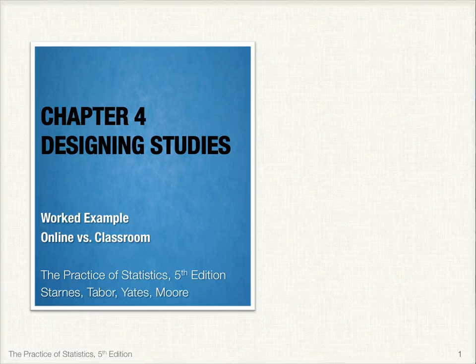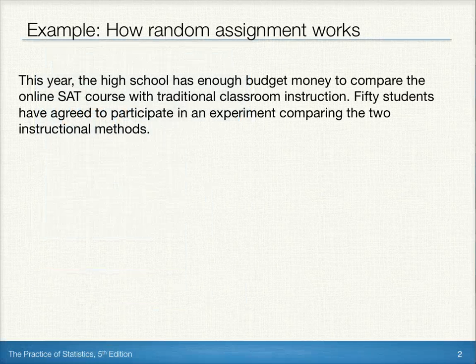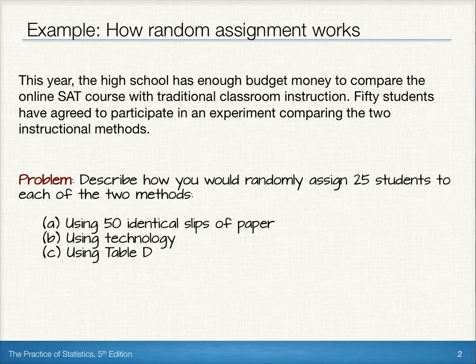In this example, we'll take a look at how random assignment works in an experimental design. So this year, the high school has enough budget money to compare the online SAT course with traditional classroom instruction. 50 students have agreed to participate in an experiment comparing two instructional methods. Our problem is to describe how we'd randomly assign 25 students to each of the two methods, online or traditional.